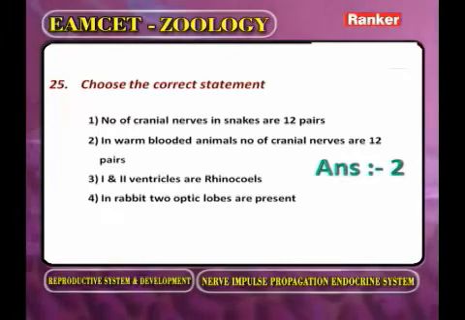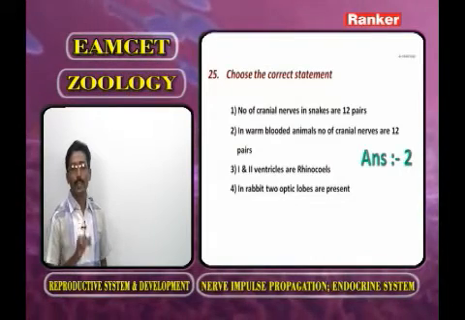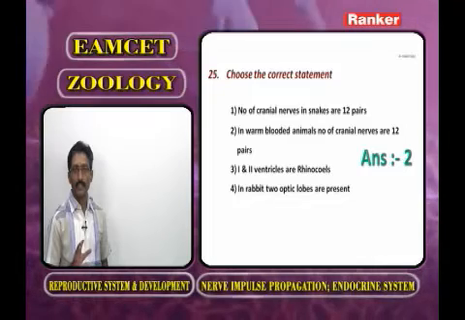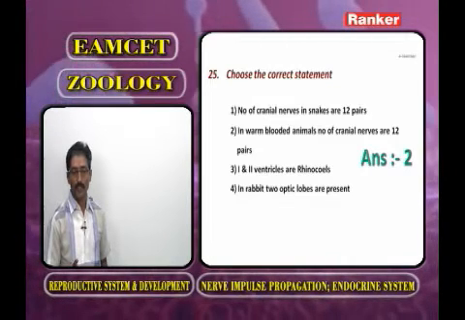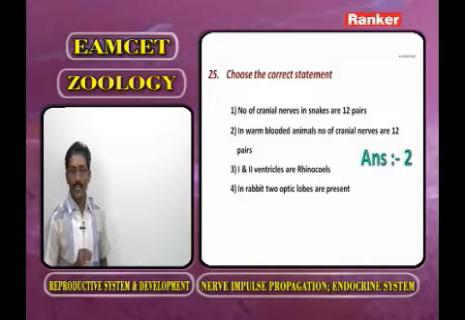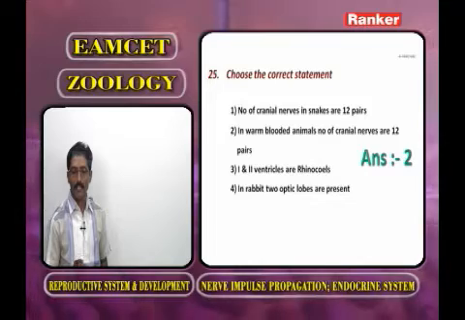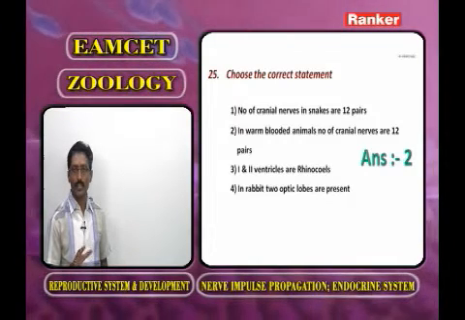Now the first one: number of cranial nerves in snakes only 10 pairs, in remaining reptiles 12 pairs. So the first statement is wrong. Second, in warm-blooded animals, what are the warm-blooded animals? Birds and mammals. In warm-blooded animals, the number of cranial nerves is 12 pairs.